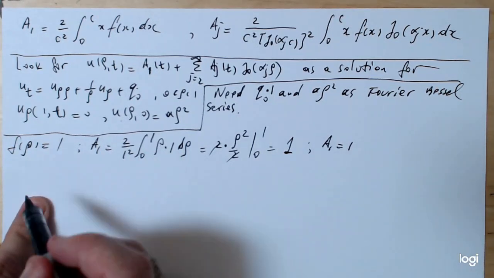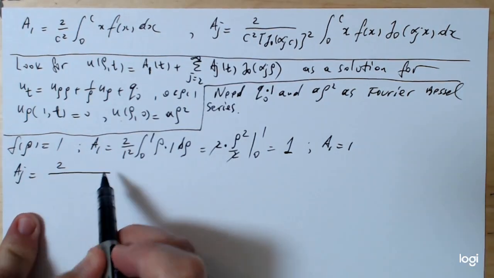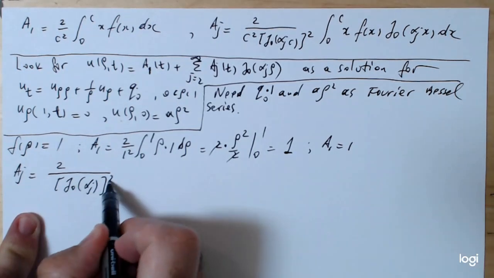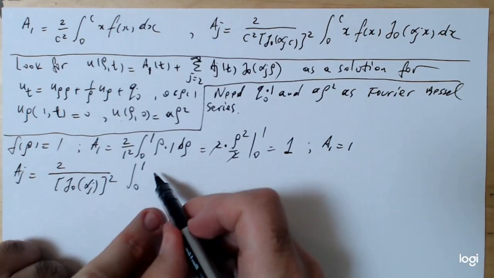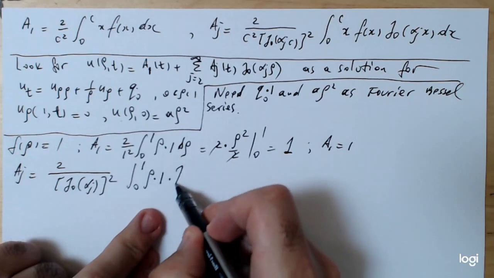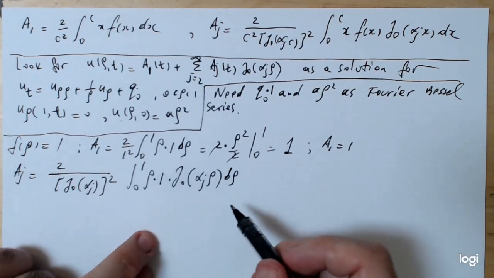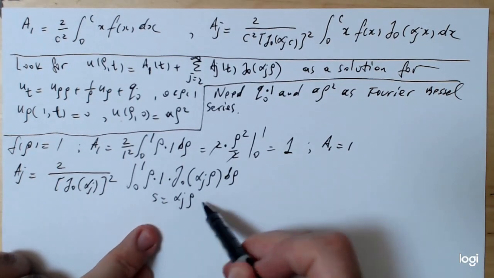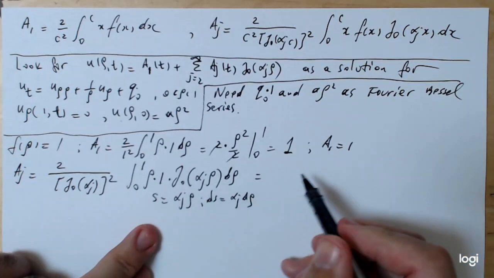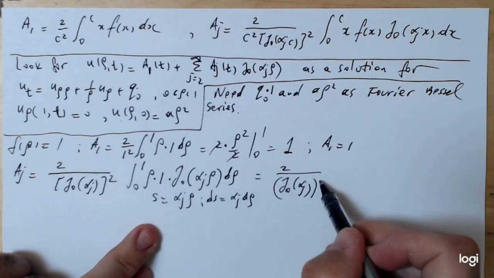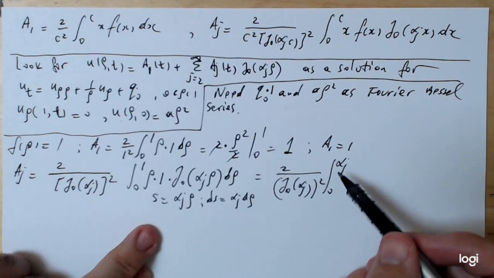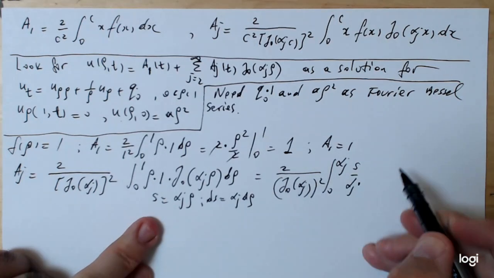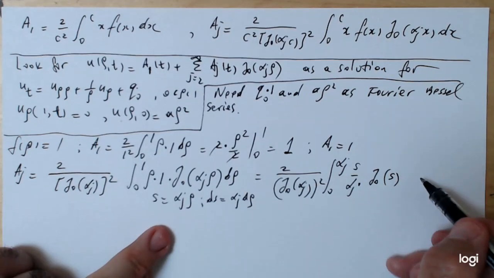The rest of the coefficients, aj, will be the following, the formula over here, 2 over 1 squared, so that's going to be 2 over j naught of alpha j squared, again because c is equal to 1. The integral from 0 to 1 of rho times 1, which is the function itself, j naught alpha j rho d rho. Just for practice, remember the next step is always the same when you deal with these problems. Make the substitution s equal alpha j rho, ds equal alpha j d rho, j naught of alpha j squared on the outside. The new bounds are 0 and alpha j. And then here we have s over alpha j, j naught of s, and then d rho is ds over alpha j.